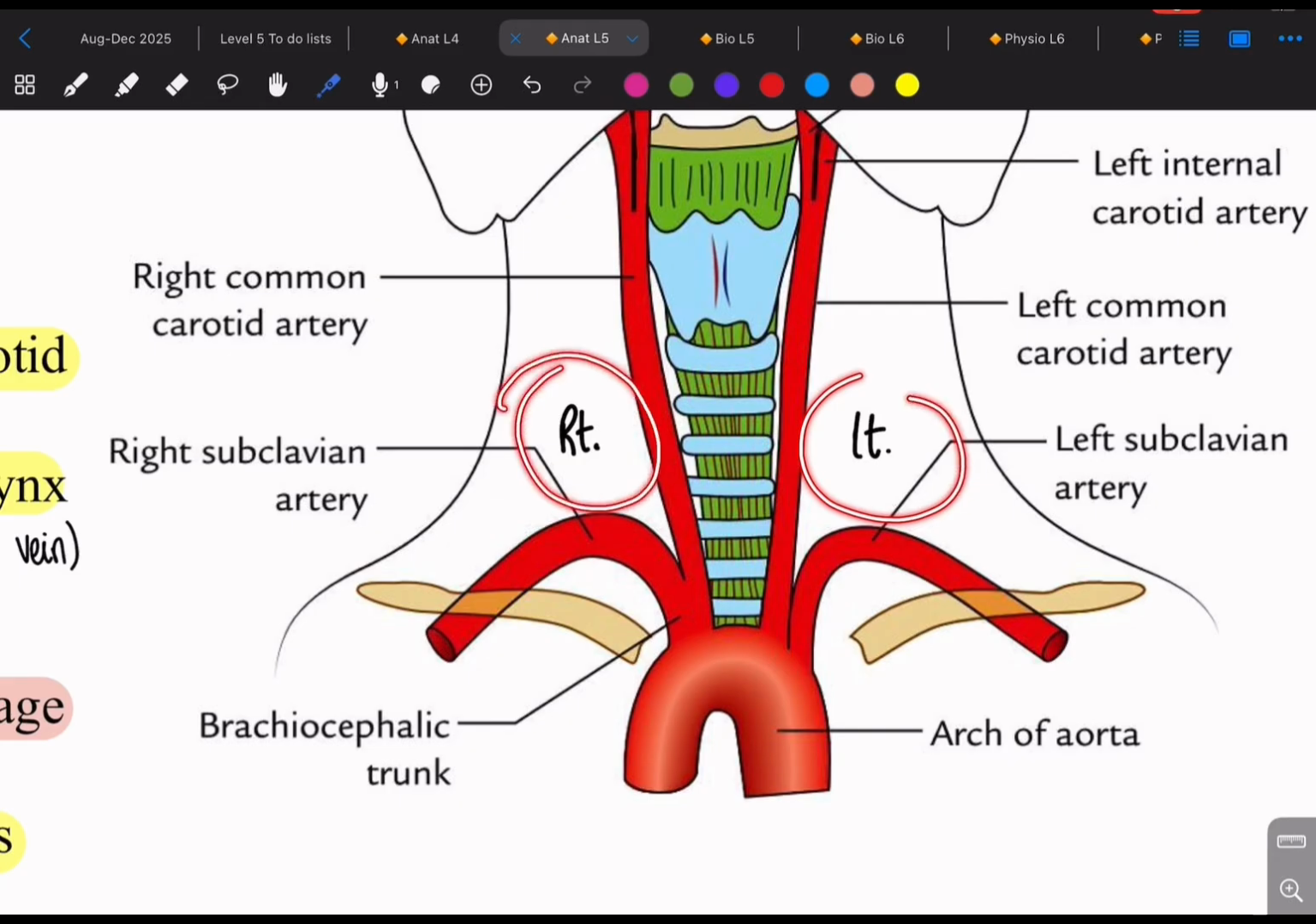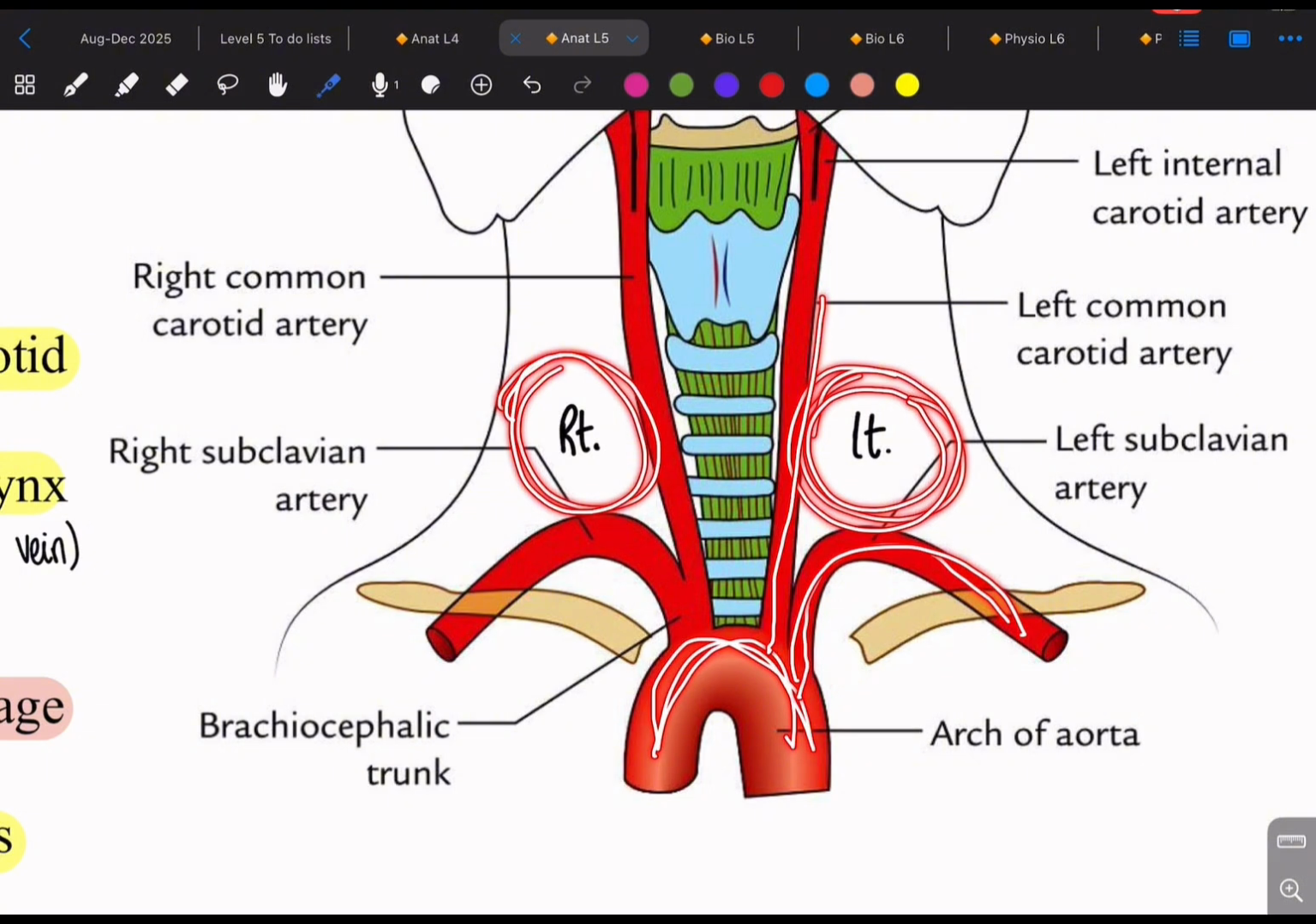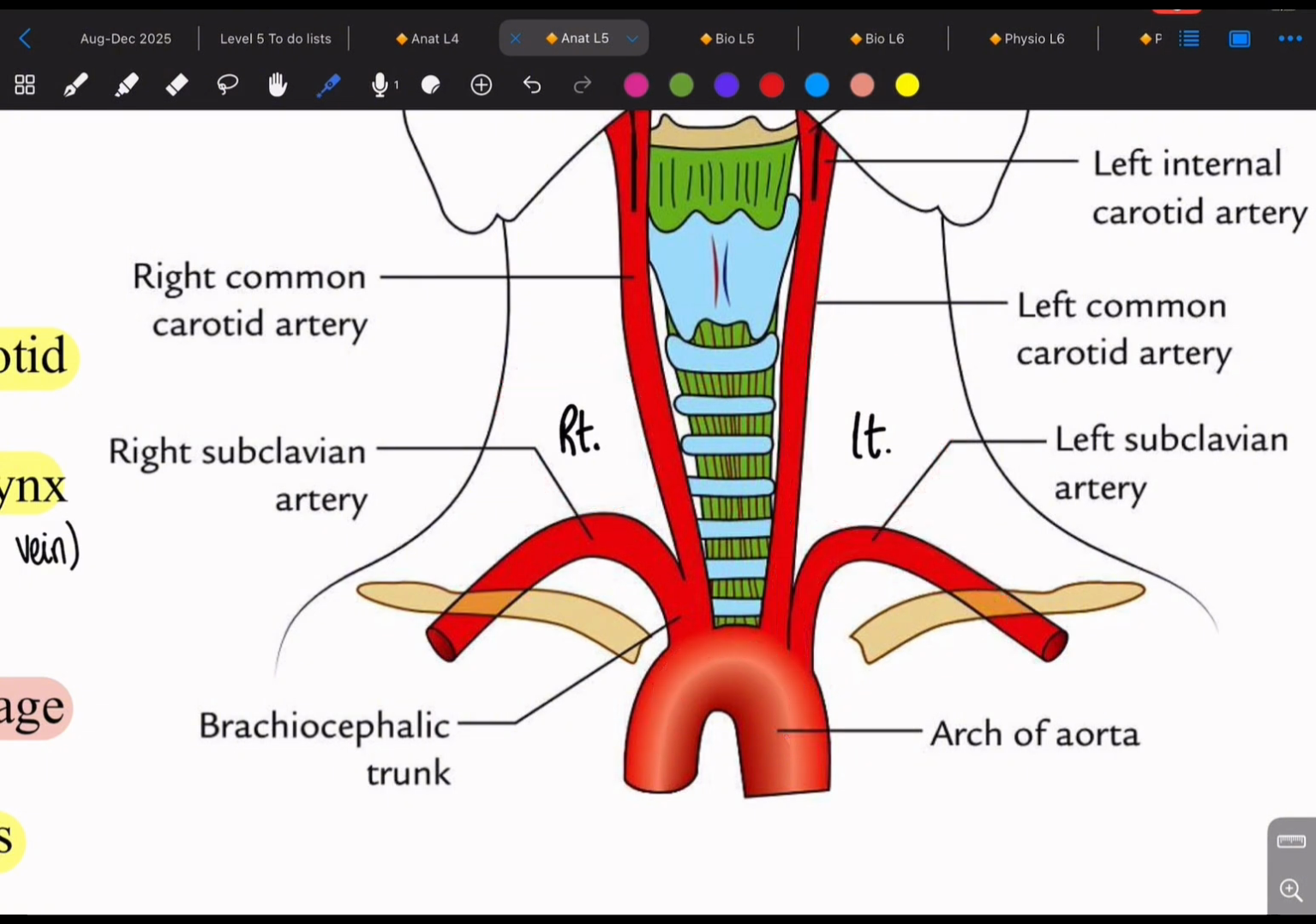We need to differentiate between them, okay? Because there are slight differences. So focus, this is the right side and this is the left side, okay? So we have the arch of the aorta. The first branch we're going to get from the left side is going to be the left subclavian artery. So we're going to have the left subclavian artery, and we're going to have the left common carotid artery. Tamam? What's the origin for these two, the left subclavian and left common carotid? It's going to be the arch of the aorta, because they directly branch out from the arch of the aorta.